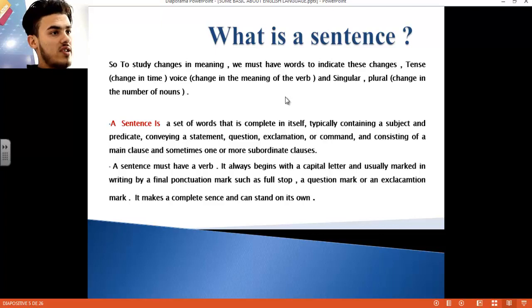So, a sentence is a set of words that is complete in itself, typically containing a subject and predicate, conveying a statement, question, exclamation, or command, and consisting of a main clause, and sometimes one or more subordinate clauses. A sentence also must have a verb. It always begins with a capital letter and is usually marked in writing by a final punctuation mark, such as a full stop, a question mark, or an exclamation mark, and that makes complete sense and can stand on its own, which means a sentence gives a meaning when it stands alone.